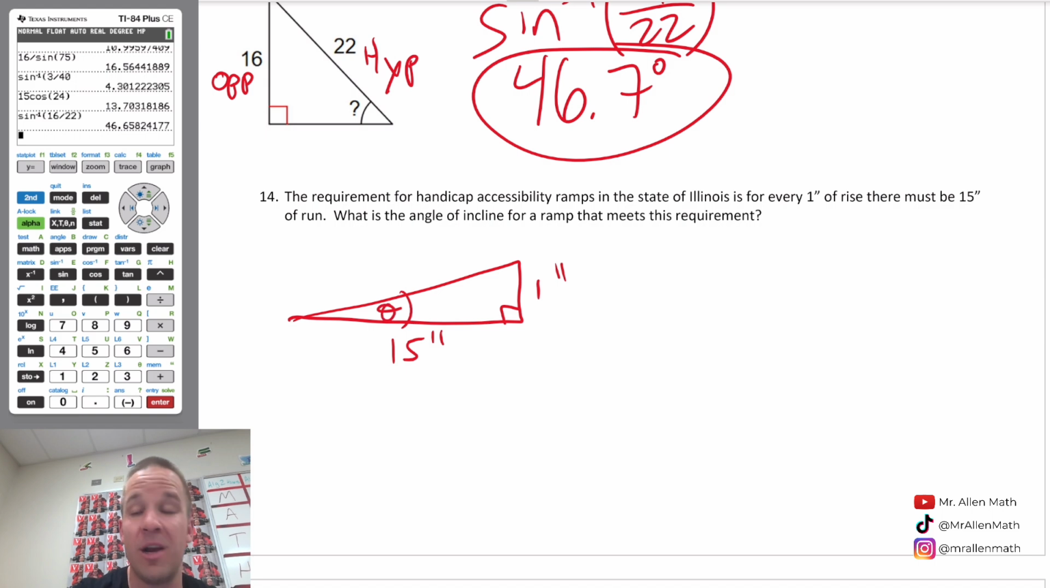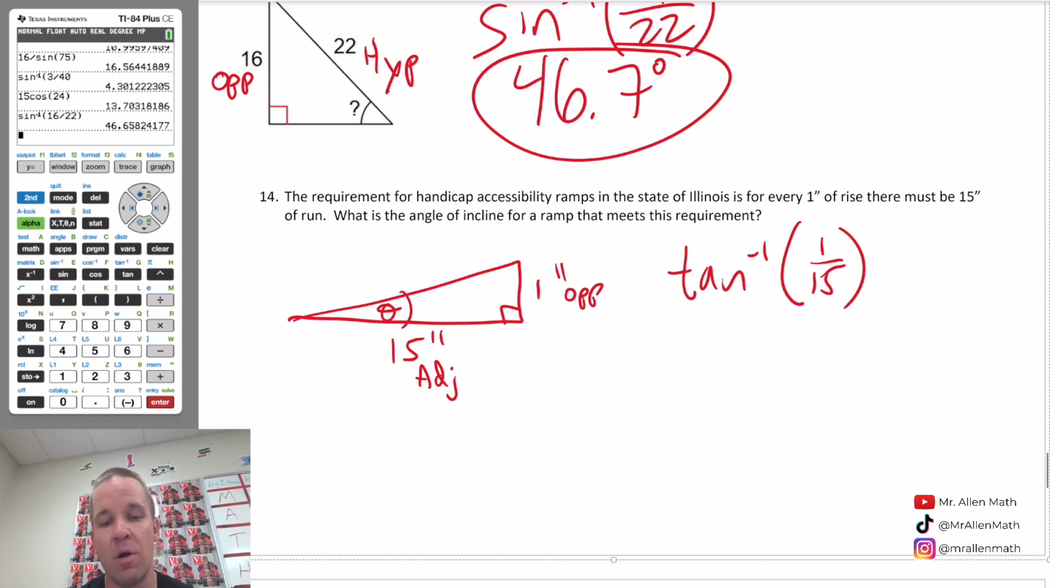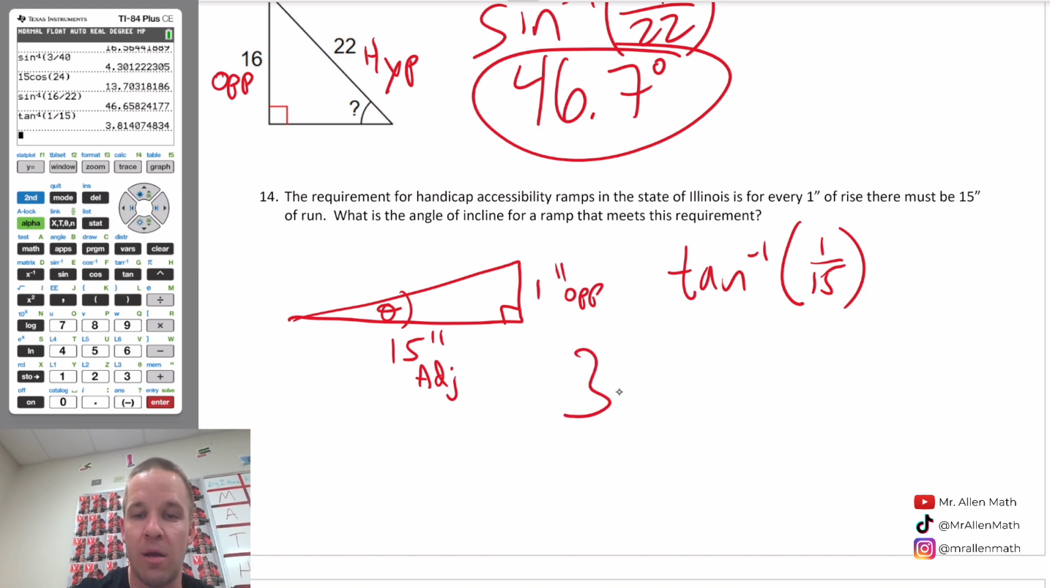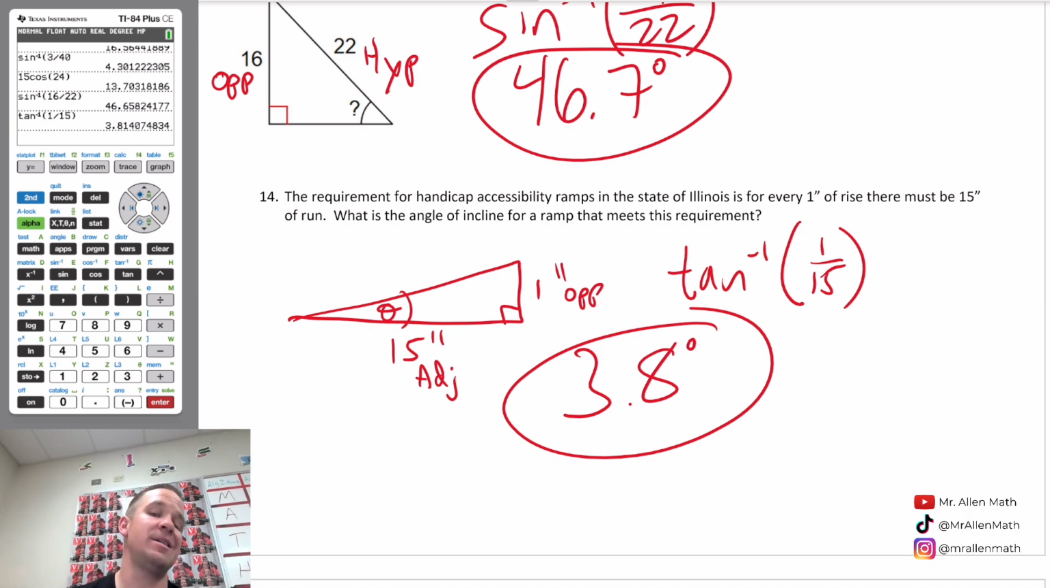If I want this angle right here, theta, I'm going to do inverse trig with my opposite over my adjacent. Oh my goodness, rise over run, opposite over adjacent. That's going to be tangent inverse of 1 over 15. Close them. We're going to pop this into the TI. Second tangent, 1 divided by 15. Hit enter after I close my parentheses. 3.814, so 3.8 degrees. That would be the angle of incline or less that would meet that requirement, because it cannot exceed it, right? There we go.